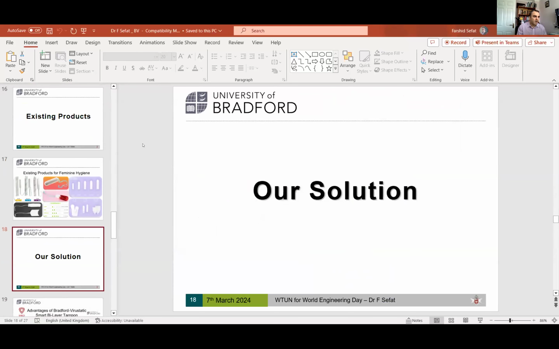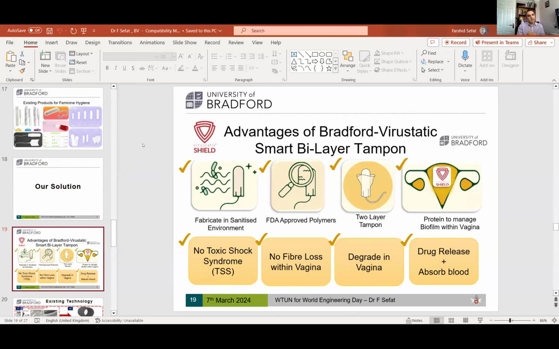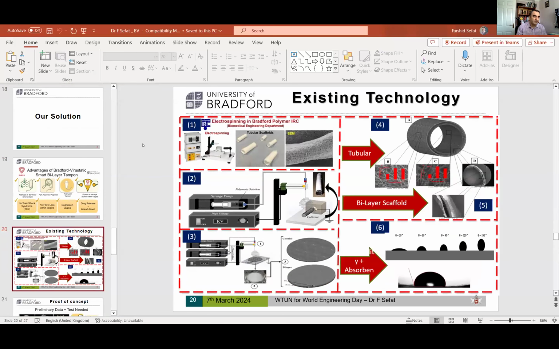But our solution is to create, design and fabricate smart bilayer tampons. These bilayer tampons provide a drug as well as being a tampon. The antibacterial drug will release slowly inside the vagina, and within a few days females get fully treated. We already designed this as a proof of concept 2 years ago at the University of Bradford, with excellent and unique equipment we have in Bradford, electrospinning, which is unique in the country, and with different polymers in the polymer IRC center.